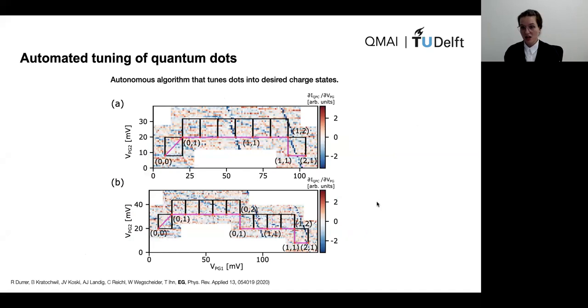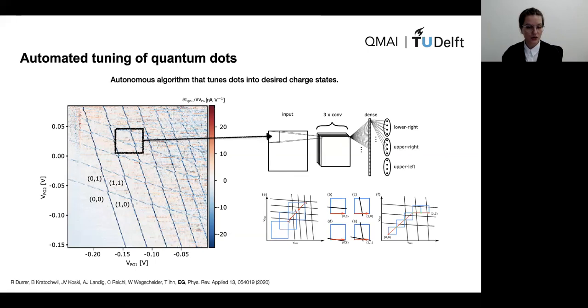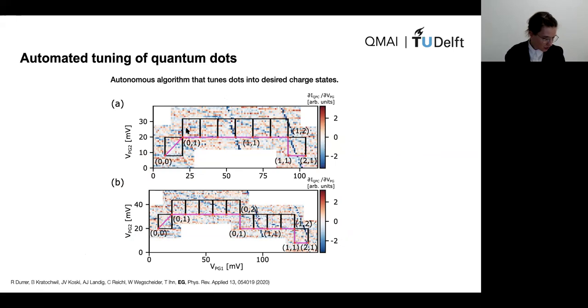So these are the images of the real experimental runs that we did. Here we wanted to prepare state 2-1, two electrons on the left, one electron on the right. One thing that I really want you to notice is how coarse this measurement is. Compared to this, we took about an order of magnitude less data, and maybe somewhere here you would even be confused, just with the naked eye, whether there is a transition or not. But the neural network learns enough from the coarse data. And then the pink line shows you how the algorithm walked this charge stability diagram and exactly how it ended up in the state we wanted.